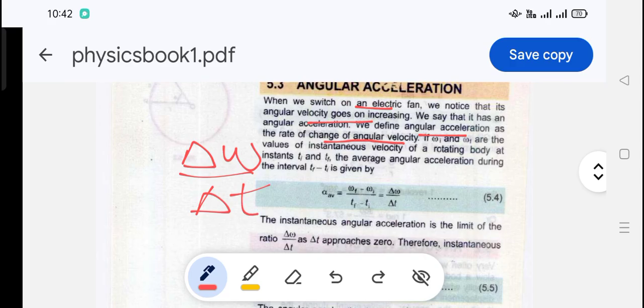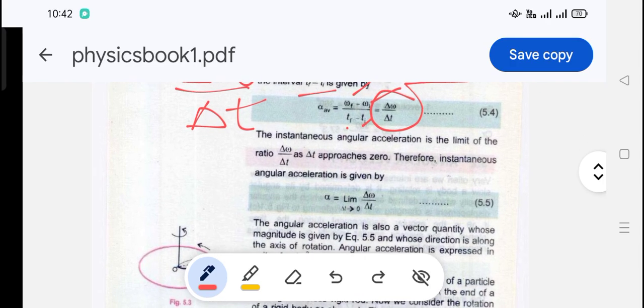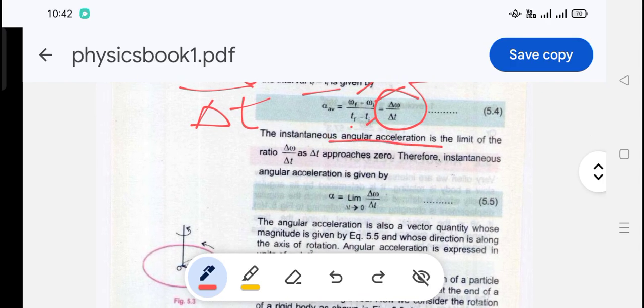Consider the values of instantaneous angular velocity of a rotating body at time instants t initial and t final. Then the average angular acceleration during the time interval is given by omega final minus omega initial divided by t final minus t initial, which is equal to delta omega over delta t. The instantaneous angular acceleration is the limit as delta t approaches 0. Therefore, instantaneous angular acceleration is given by delta omega over delta t.